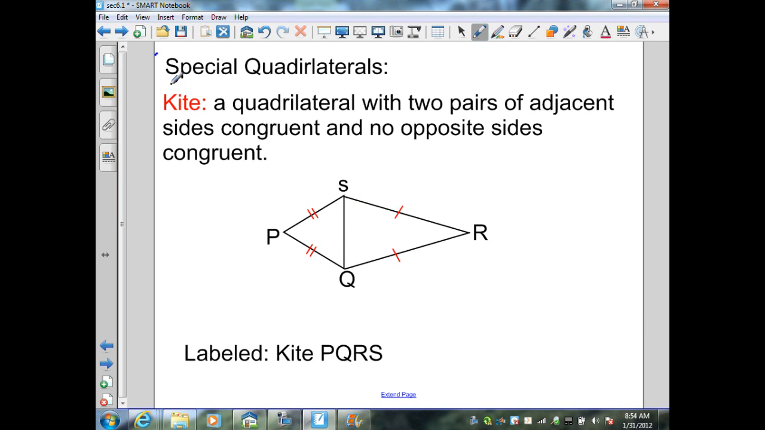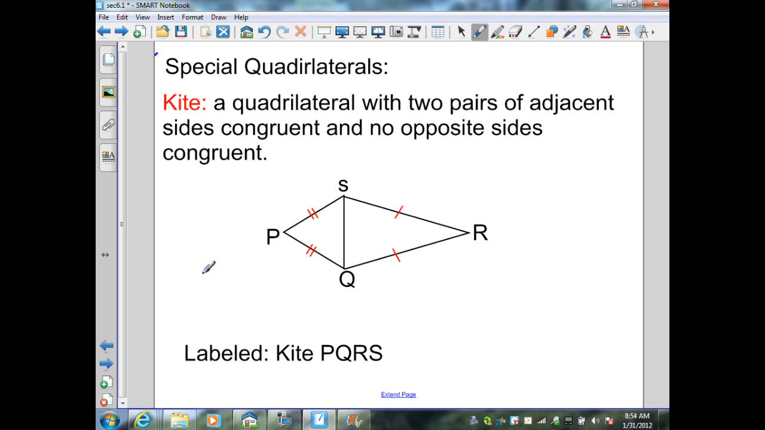Now we're going to get into special quadrilaterals. Here we have a kite. A kite is a quadrilateral with two pairs of adjacent sides congruent, and no opposite sides are congruent or parallel. If opposite sides were parallel, then it would be a parallelogram. Kites are not parallelograms. You do not have the properties of parallelograms.